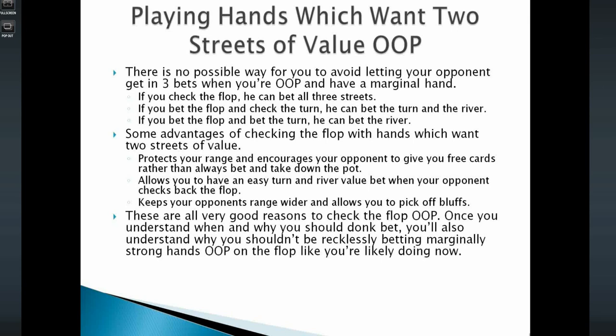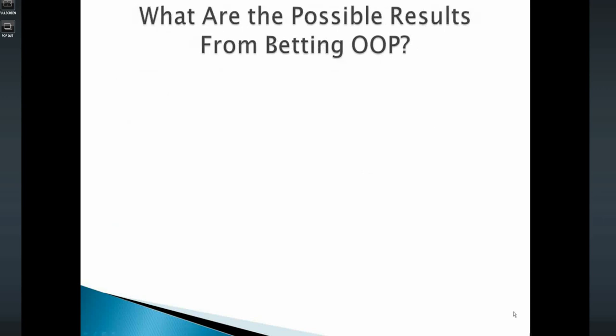So we're approaching it from a little bit of a different angle here, where we're first saying what hands are really bad to bet when we're out of position. What hands should we mostly be checking with? And then once we understand that, hopefully you do now, we can move on and start talking about what types of hands also work really well as donk bets. Now, just like how we talked about what some of the possible results are when you check out of position, now we need to talk about what some of the possible results are when you donk or bet out of position.